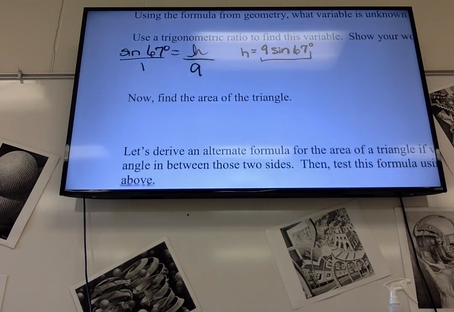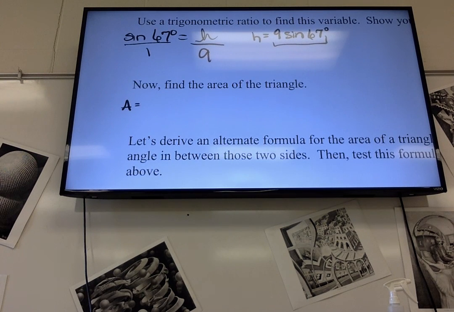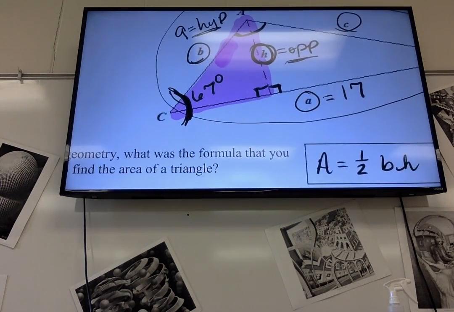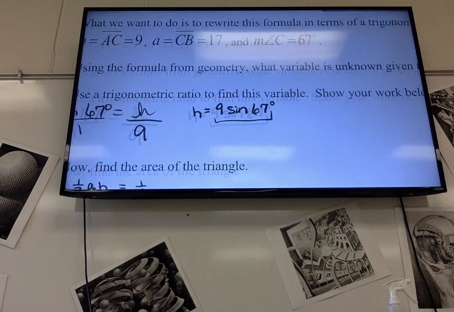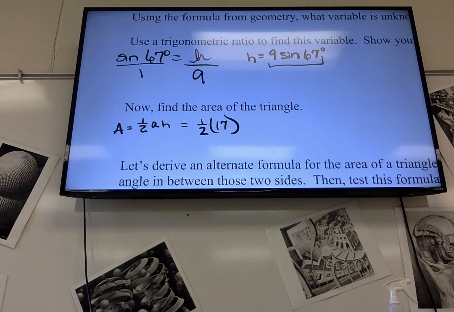So to find the area of a triangle, it was 1/2 the side a for our triangle, and h. What's the length of little a up here? 17. And the height, the height is this. So 9 times the sine of 67 degrees. Now we can plug that into our calculator. It's going to give us the area of that oblique triangle. Always 3 decimals, please.